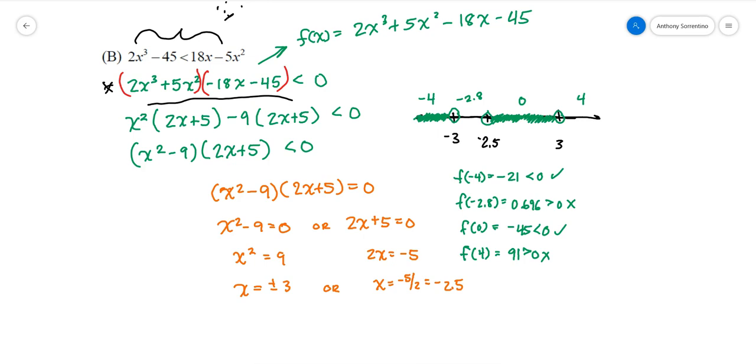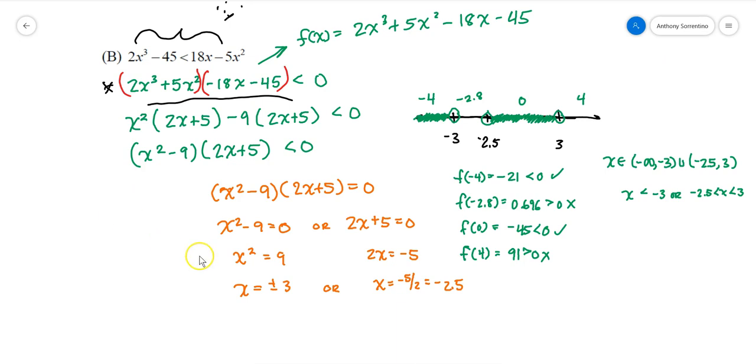And so that leads me to my solution. In interval notation, I could say my x's go from negative infinity to negative 3, or they're between negative 2.5, which I could write as negative 5 halves, and 3. Or I could simply say x is less than negative 3, or negative 2.5 is less than x, which is less than 3. So, again, this streamlines the procedure a heck of a lot.